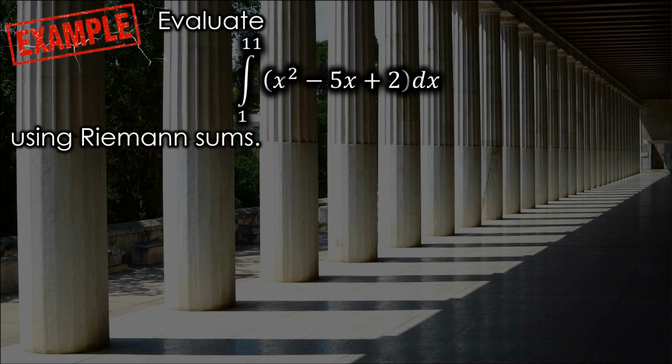Let's evaluate this definite integral using Riemann sums. Our process here is the same as before. I want to start by figuring out what that delta x should be. I'm going from 1 to 11.